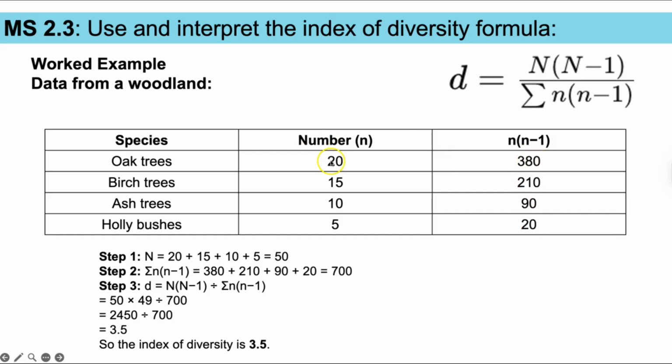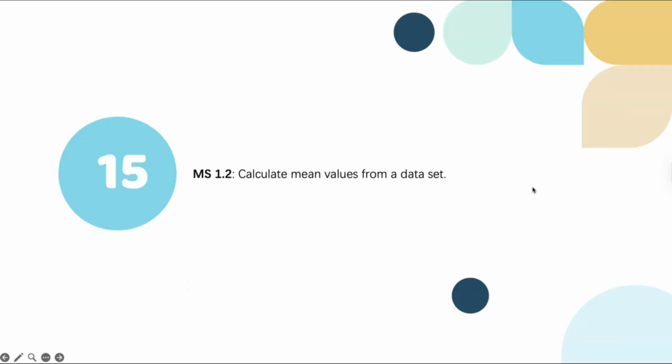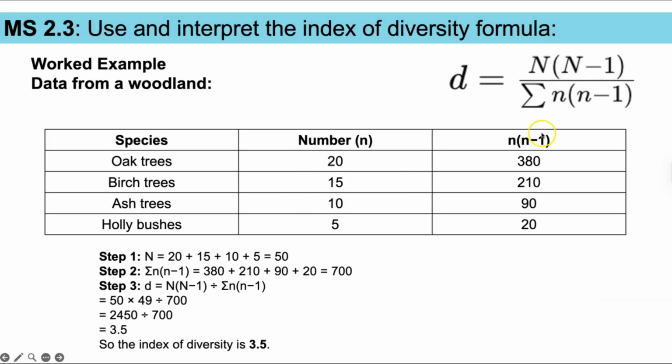So this would be 20 times 20 minus 1. So 20 times 19. This would be 15 times 14. This is 10 times 9, and this is 5 times 4. So you're always doing n times n minus 1. And then it's the sum of that column, and that comes to 700.